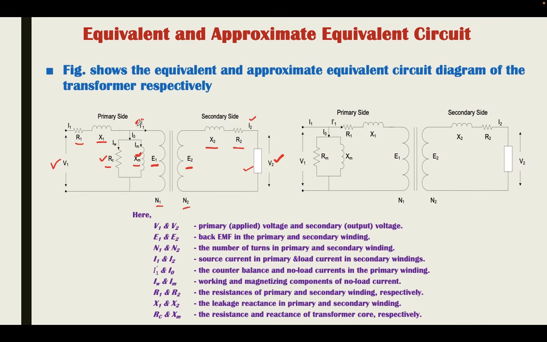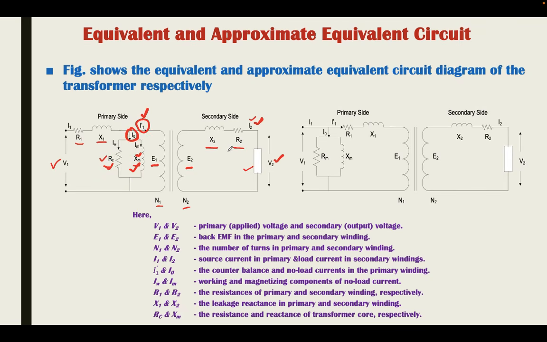Counterbalance here means that if there is some current in the secondary side, then in counter to this secondary current, an extra current will flow in the primary. That current is known as I1 dash. However, when there is no load in the transformer, only the I0 current will flow, and this current is known as the no load current. This current has two components: one component flows in the resistive part of the core, and another component flows in the inductive part of the core. The resistive component of the current causes heat loss, whereas the inductive component of the no load current causes flux in the transformer core.